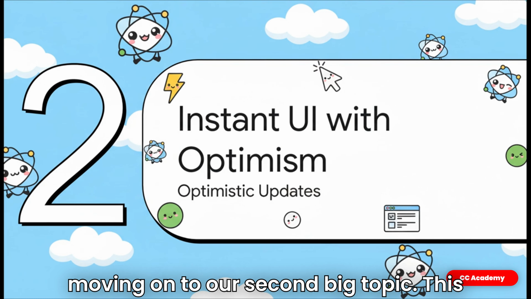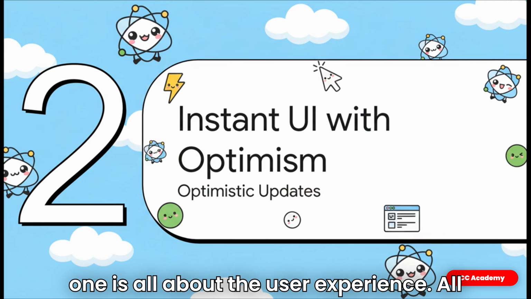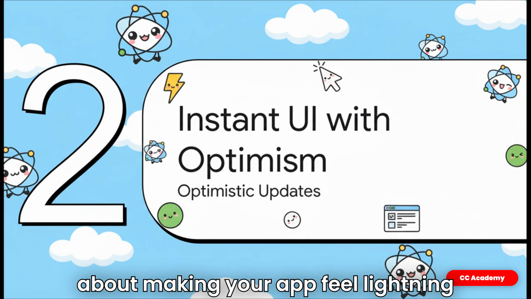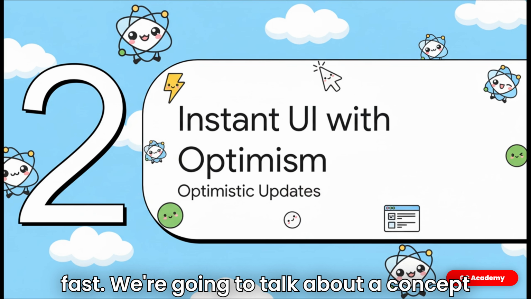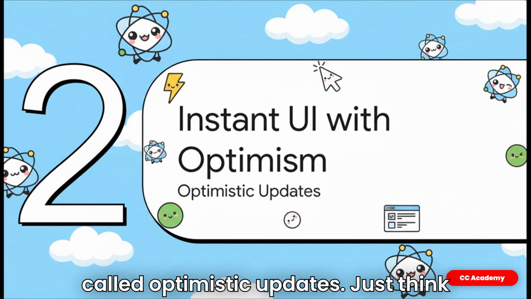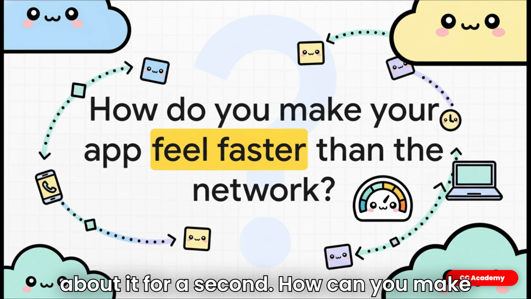All right, moving on to our second big topic. This one is all about the user experience, all about making your app feel lightning fast. We're going to talk about a concept called optimistic updates. Just think about it for a second.